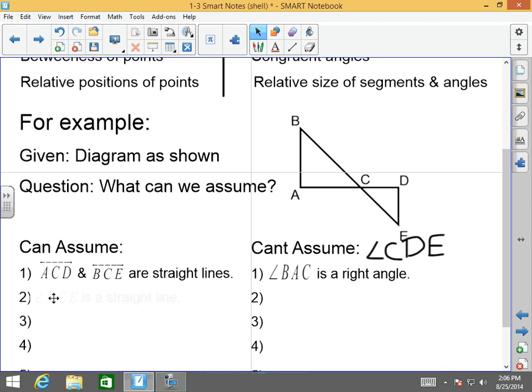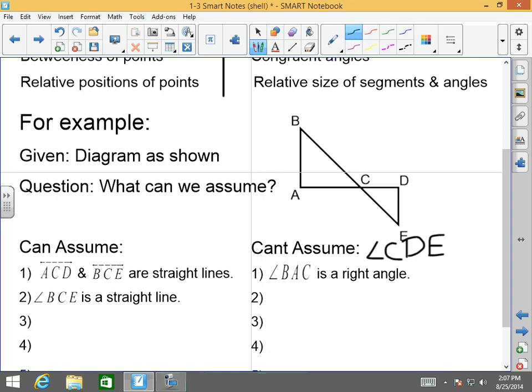Even though we said we could call it a line, it's also an angle. Angle BCE, and for that matter, angle ACD, are both straight angles. So we can assume that as well. Does that make sense?